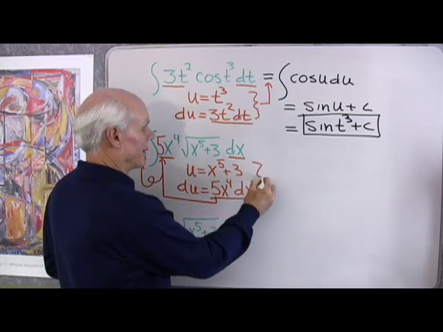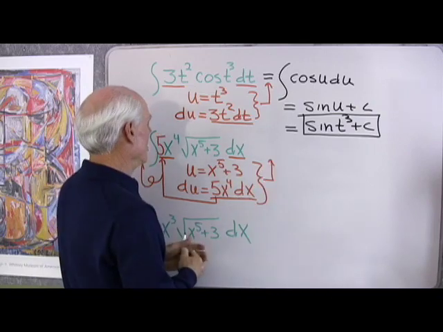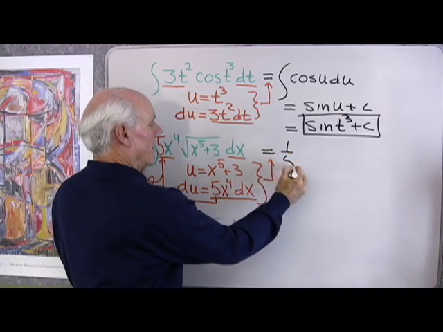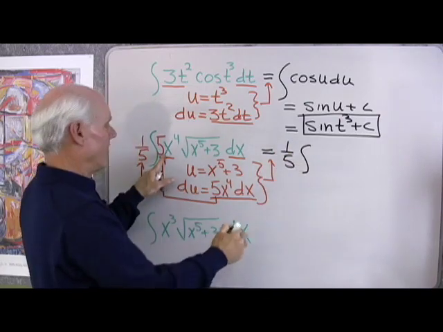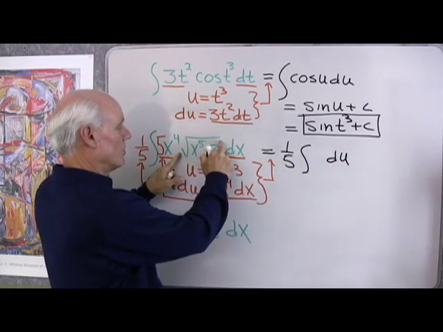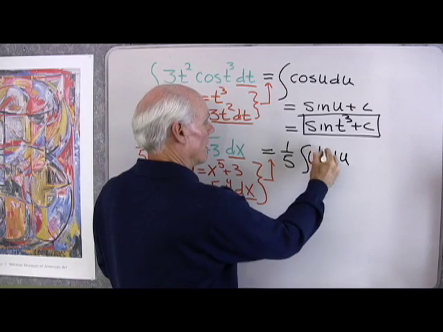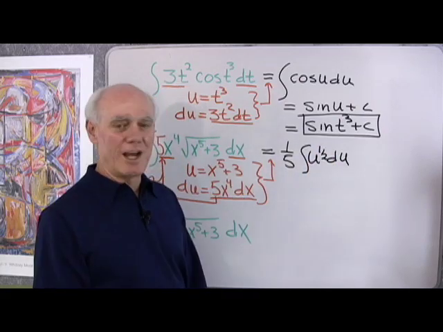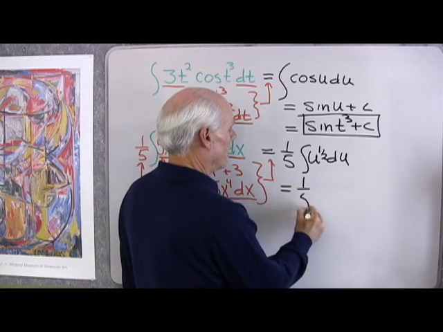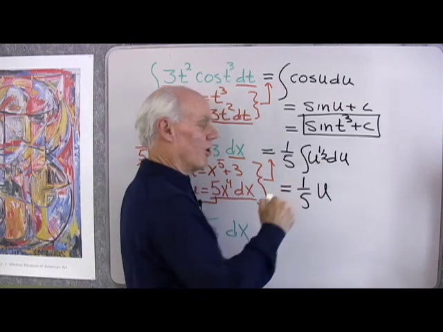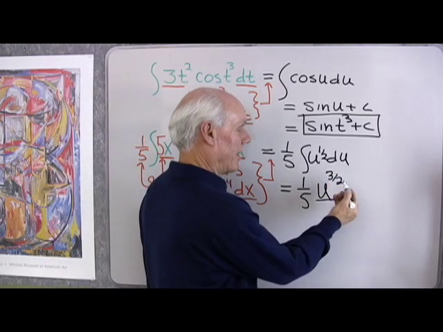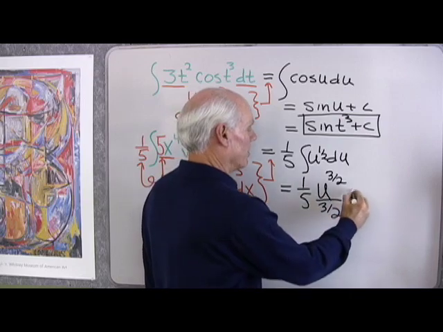All right, so let's take that, substitute it in. I end up with 1/5 the integral of, okay, 5x to the fourth dx, that's my du. And then here I have u square root, so that's u to the 1/2 power, u to the 1/2 du. Okay, that's pretty easy for us to integrate. I'm going to get 1/5. U to the 1/2 plus 1 is going to be 3/2. Now divide by that same thing, 3/2 plus c.